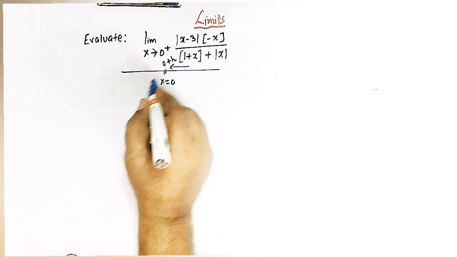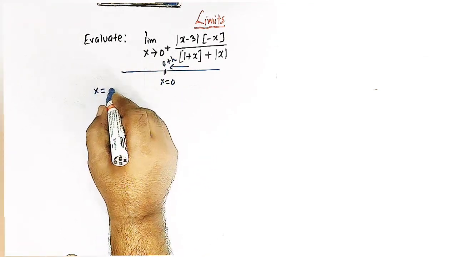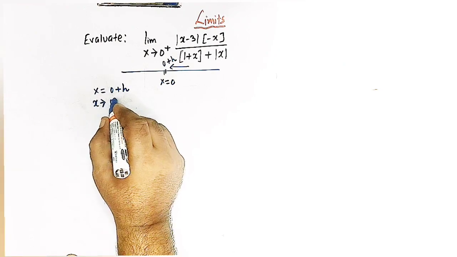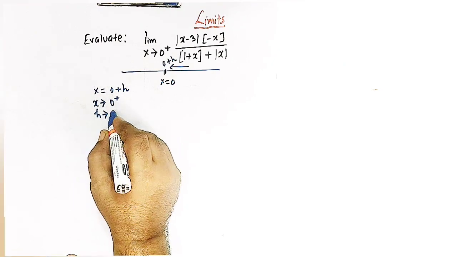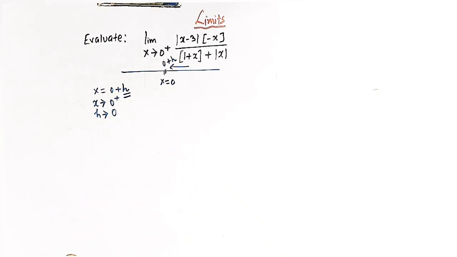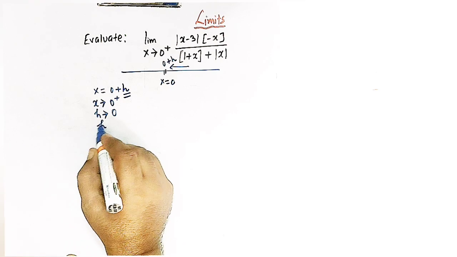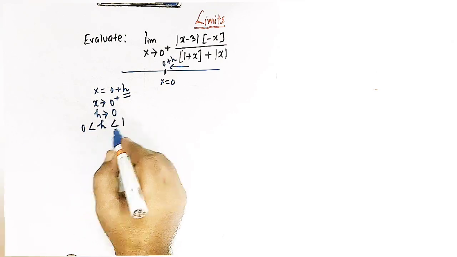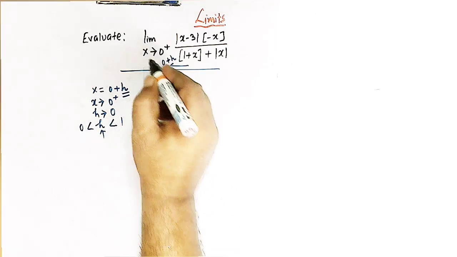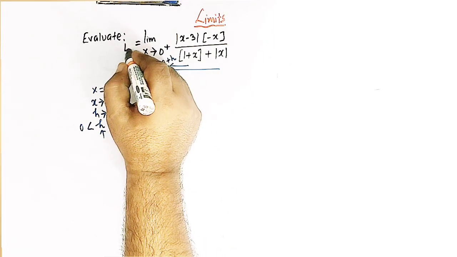So here we have to take x is equal to 0 plus h, and when x approaches to 0, then h tends to 0, and remember this h is infinitesimally very small, and it is a positive quantity which lies between 0 and 1, right? So this h is very small, that is infinitesimally very small. So now let us call this limit as L.